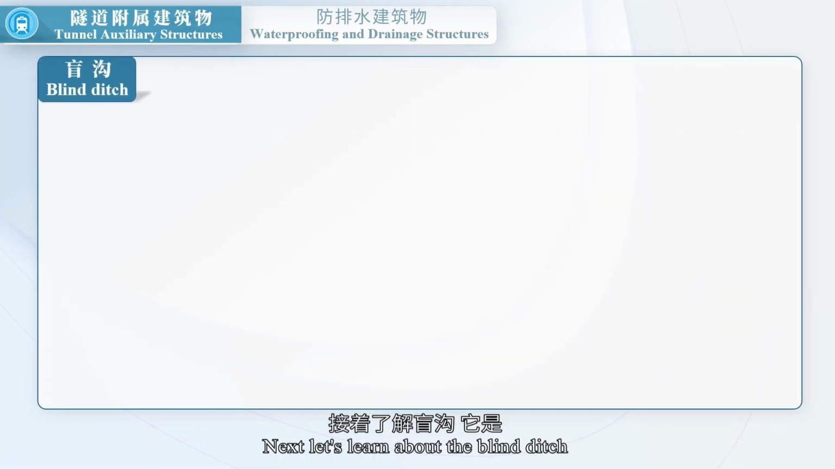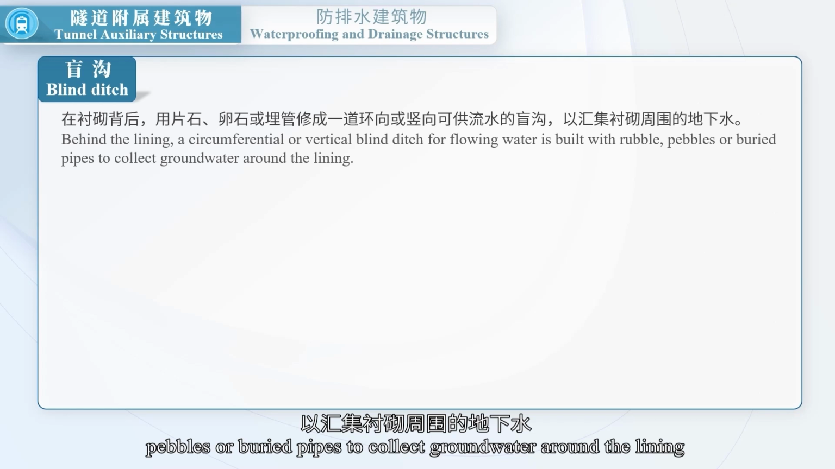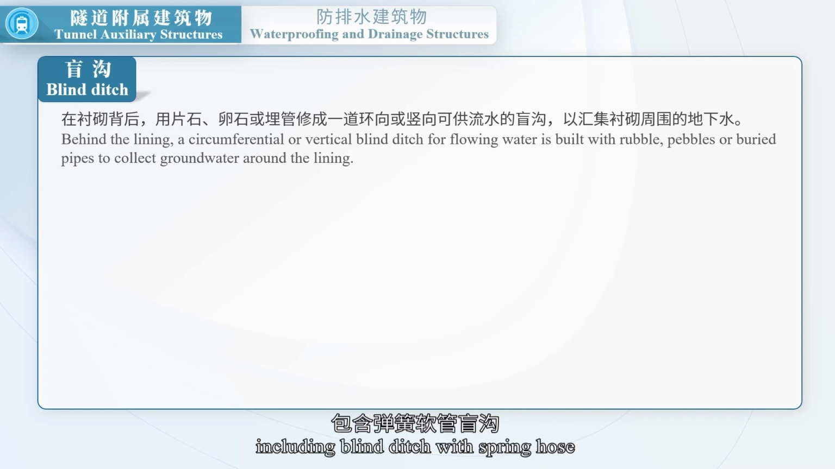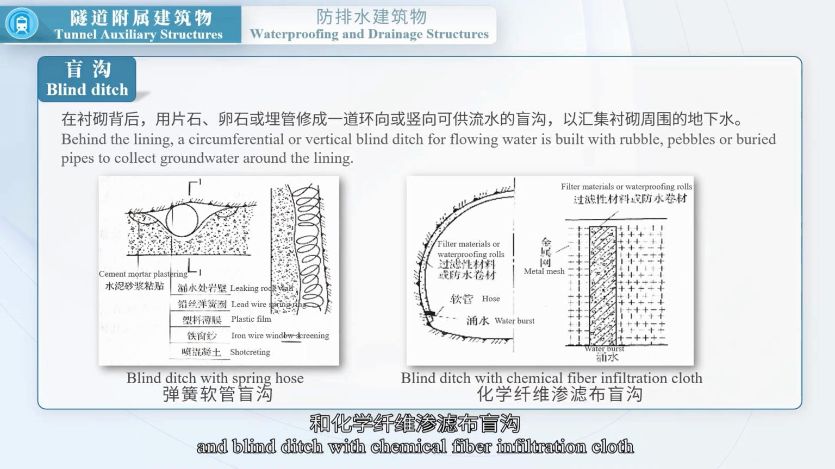Next, let's learn about the blind ditch. Behind the lining, a circumferential or vertical blind ditch for flowing water is built with rubble, pebbles or buried pipes to collect groundwater around the lining, including blind ditch with spring hose and blind ditch with chemical fiber infiltration cloth.